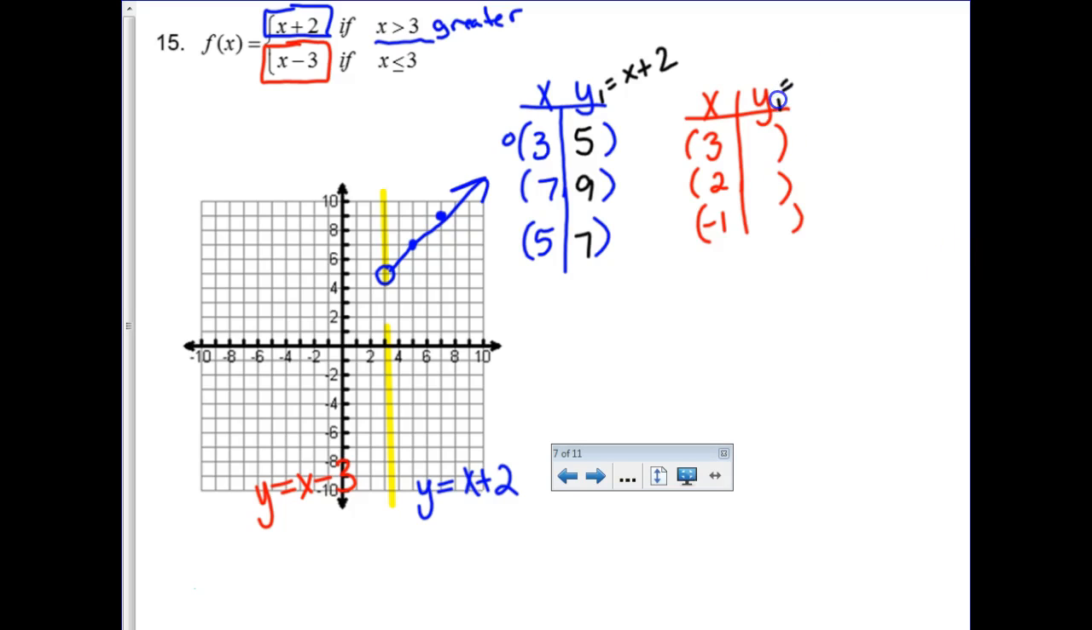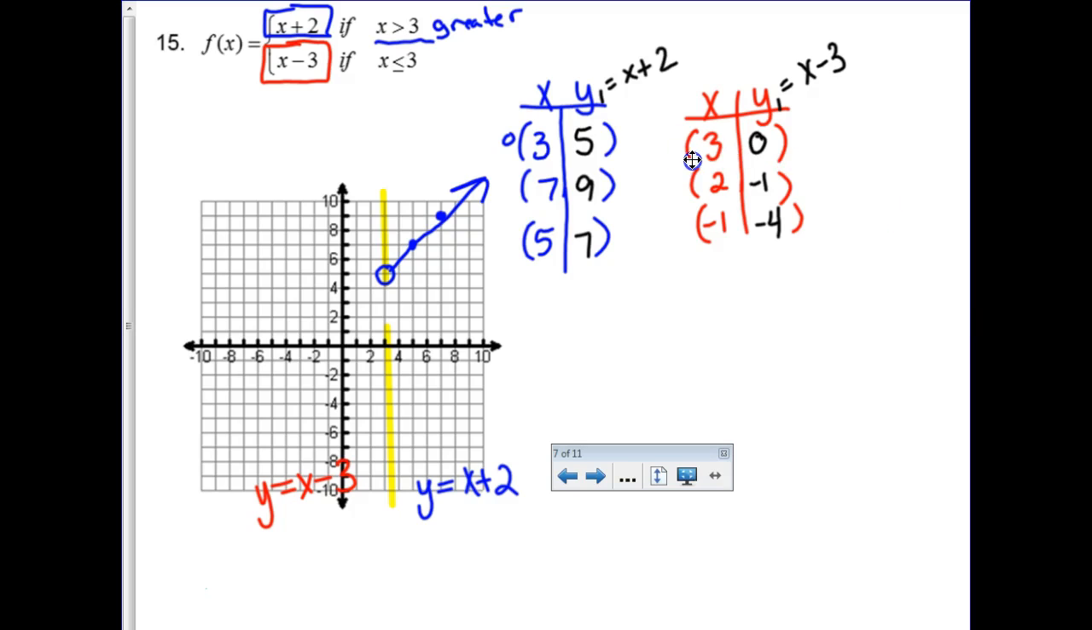Here we go. It is up to you whether you use your brain or your calculator, guys. This one's pretty basic, though. I think you can use the old noggin today. All right, x minus 3. 3 minus 3 would be 0. 2 minus 3 would be -1. And -1 minus 3 is, careful, -4.